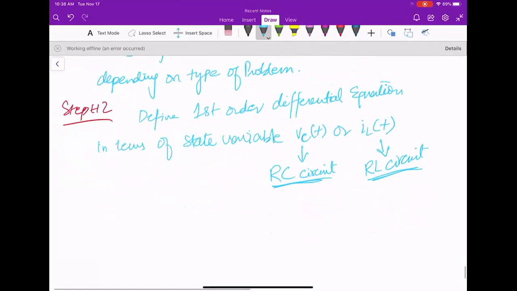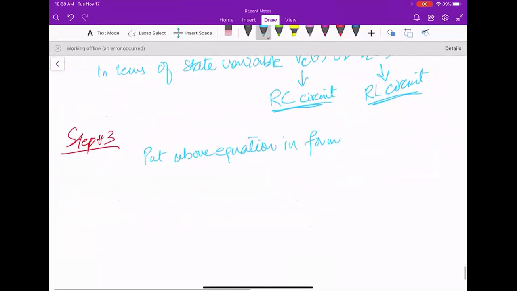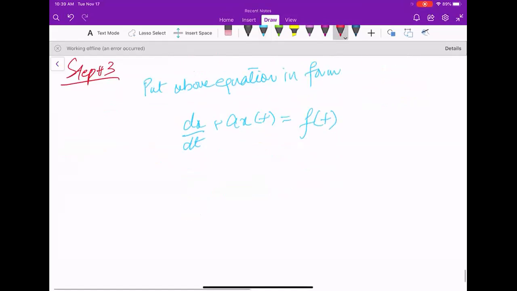Okay. So step number 3. Step number 3 is put the above equation in this form, okay? So the equation you need to put is dx by dt plus a x of t is equal to f of t. It can happen that you don't have f of t, then you are having only the solution of the natural response.